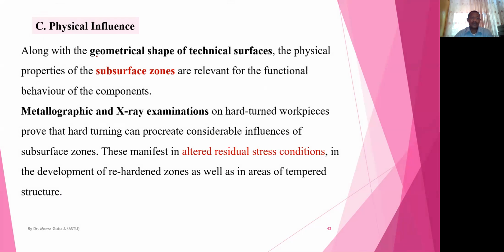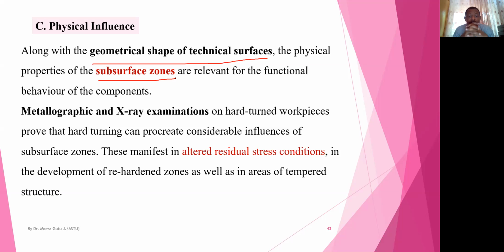Physical influence. Along with the geometrical shape of the machined surface, the physical property of the subsurface zones is very important. We have a top machined surface, and we are talking about a smooth surface up to 0 to 1 micrometer, something like that. But the subsurface microstructure of a machined surface will be very important also for the functionality and durability of any machined component. So we care about maintaining an effective subsurface microstructure of hard materials.